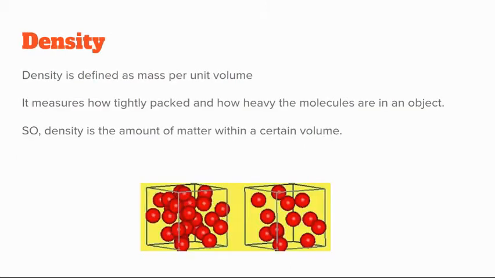So density, what's the definition? Density is defined as the mass per unit volume. It measures how tightly packed or how heavy the molecules are in an object. So density is the amount of matter within a certain volume. Looking at these pictures, you can see that the one on the left has the same volume as the one on the right, but there's a lot more stuff in it. Therefore, it would be considered denser.